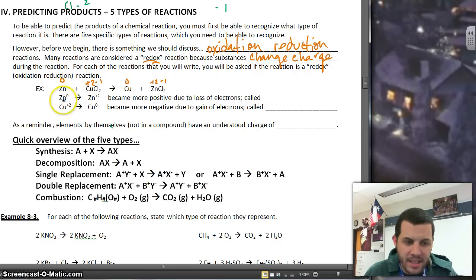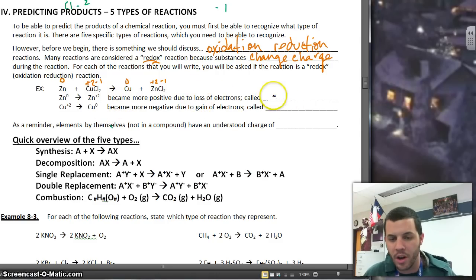So here I've got Zn0 going to Zn plus 2. So this lost electrons. So anytime something loses electrons, it's called oxidation. Okay. And anytime something gains electrons, so this one became more negative, so the charge went down, so we know we gained electrons. The gain of electrons is called reduction.